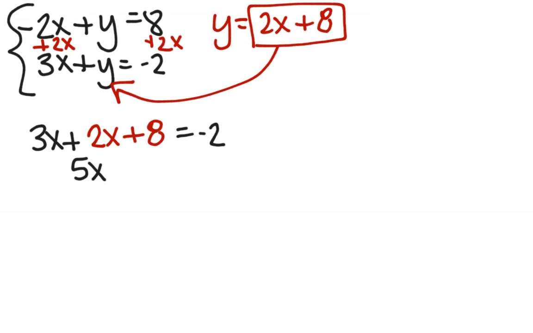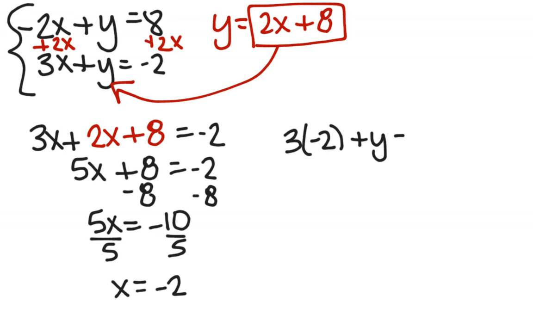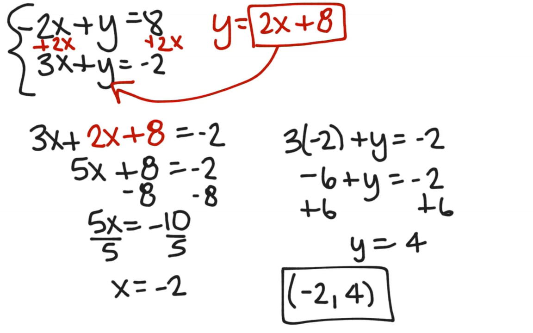Collecting my like terms, I have 5x plus 8 is equal to negative 2. Subtracting 8 from each side, I have 5x is equal to negative 10. Divide each side by 5. x is equal to negative 2. Once again, I have x, I need to find y. I think I'm going to use the second equation this time. 3 times negative 2 plus y is equal to negative 2. That gives me negative 6 plus y is equal to negative 2. Add 6 to each side, and y is 4. Again, we're writing our answer in alphabetical order, so that gives me (negative 2, 4) as my solution to this system.